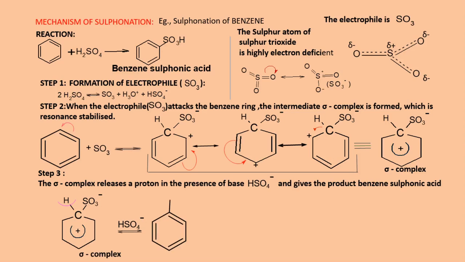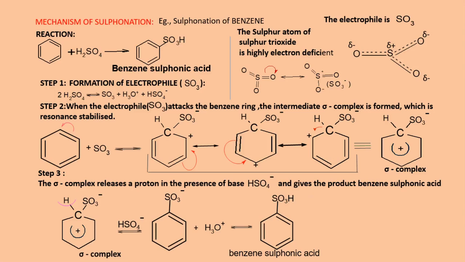So in this step, HSO4 minus, what happens means the hydrogen is removed as H plus, so SO3 minus is attached. To neutralize that charge, from the hydronium ion H3O plus, it takes up the hydrogen and gets converted to the SO3H group. This is nothing but benzene sulfonic acid. SO3H is nothing but the sulfonic acid group.